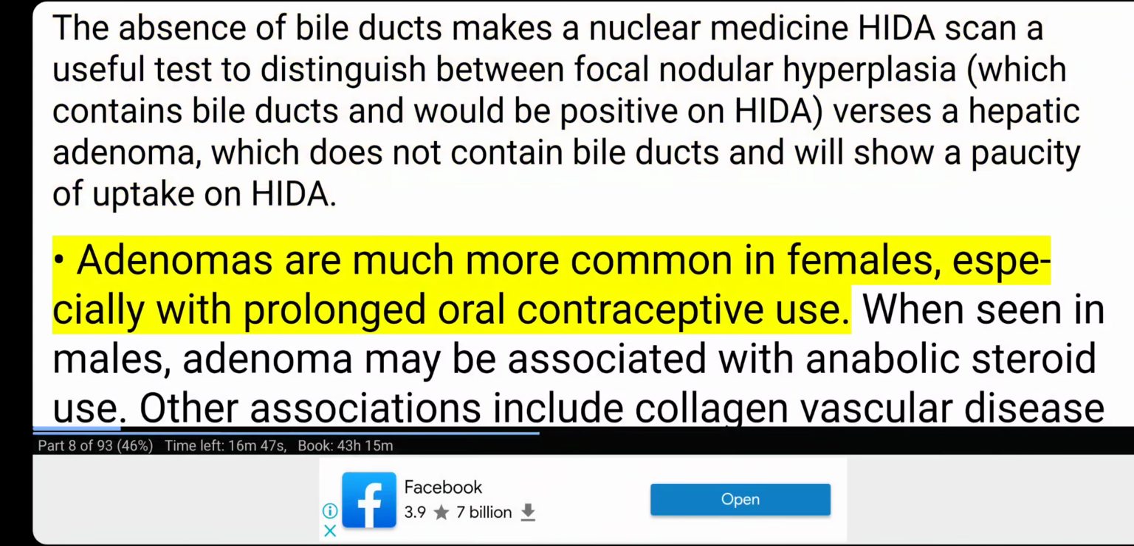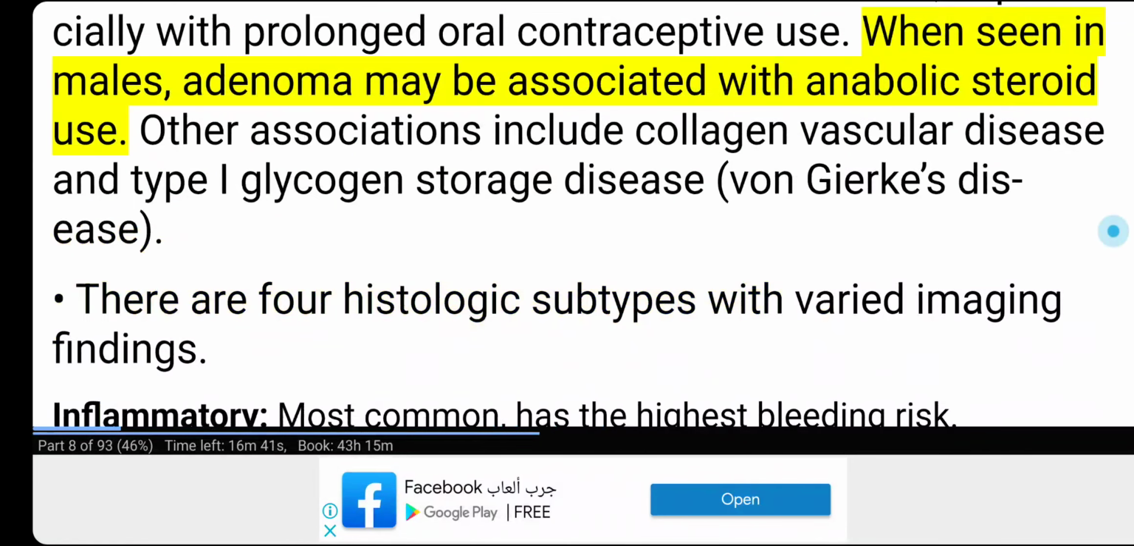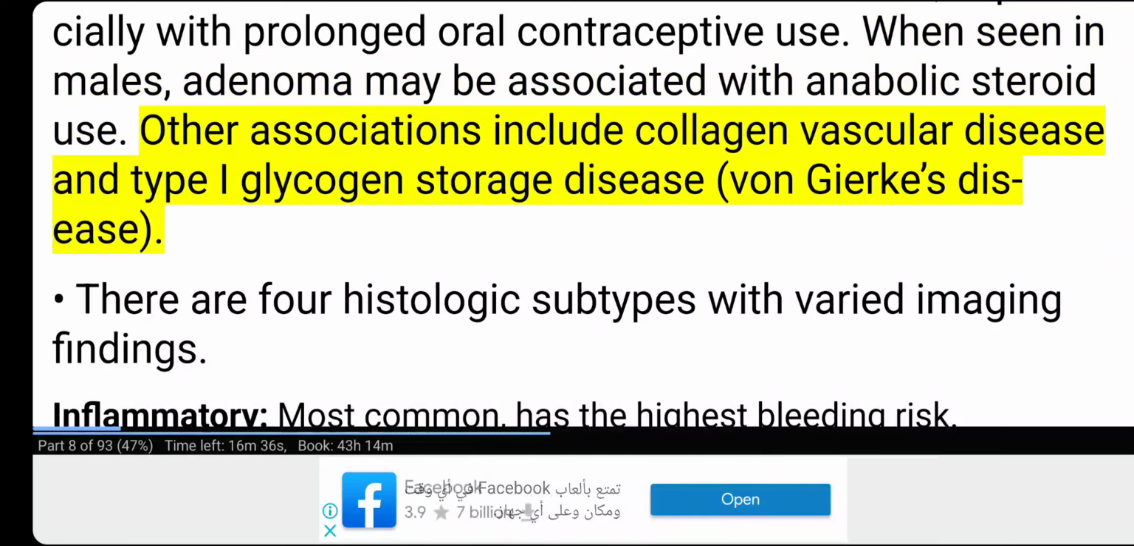Adenoma are much more common in females, especially with prolonged oral contraceptive use. When seen in males, adenoma may be associated with anabolic steroid use. Other associations include collagen vascular disease and type 1 glycogen storage disease, von Gierke's disease.